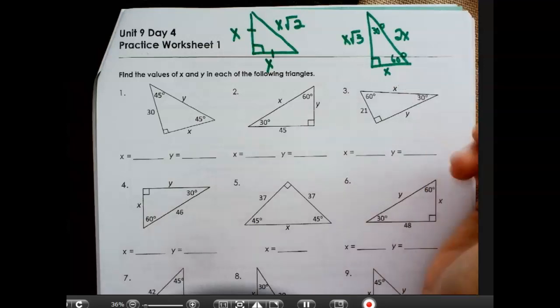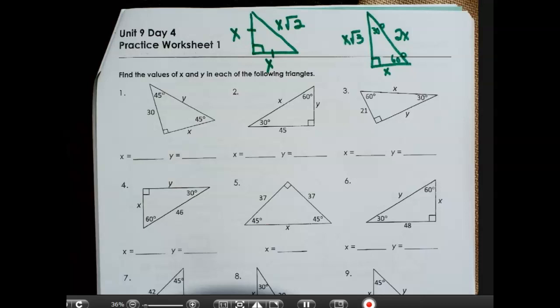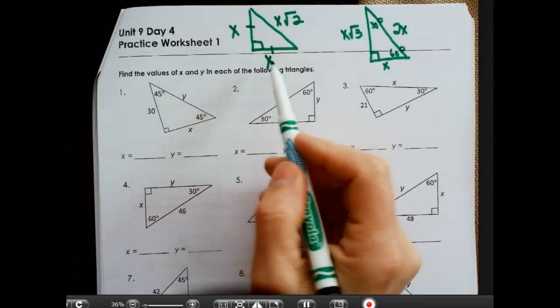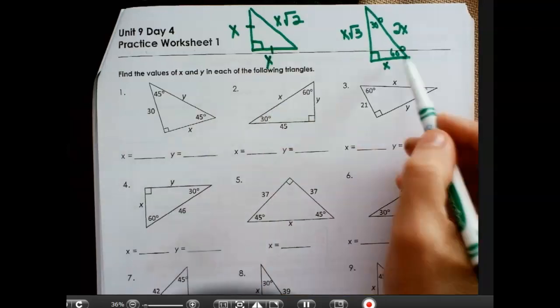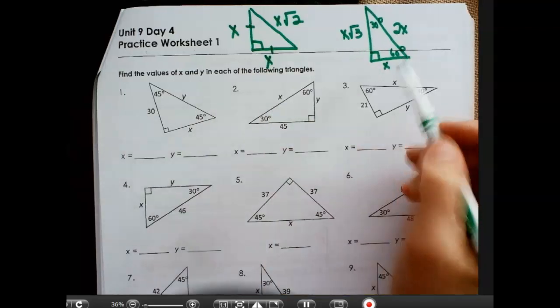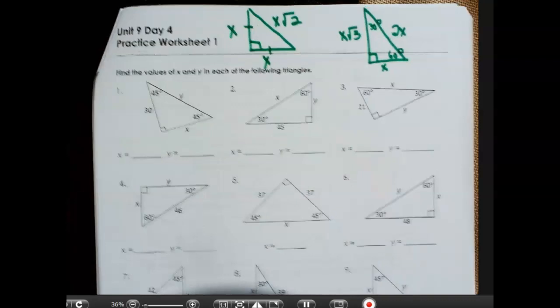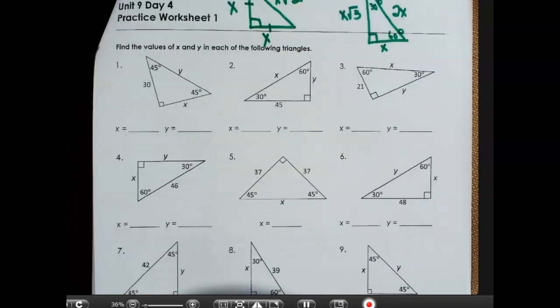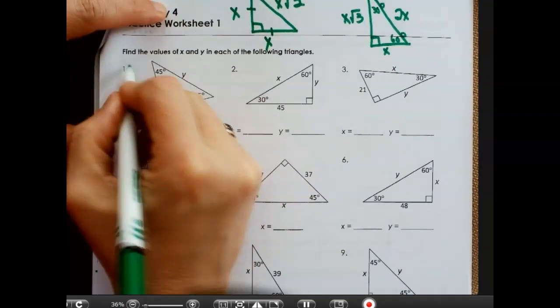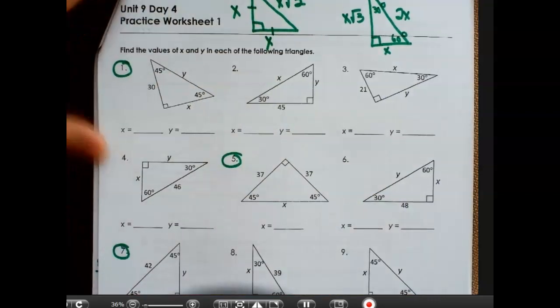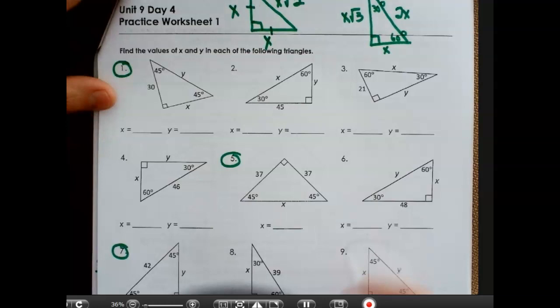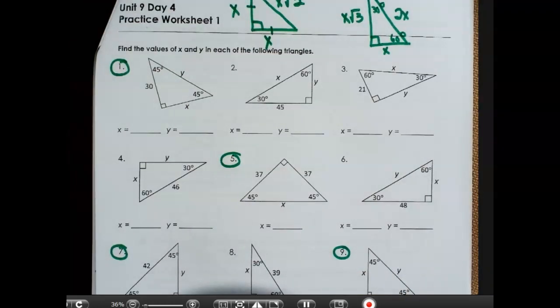Now, for some of you who might still be having some issues, what I would recommend is maybe going through and doing all of the 45, 45, 90 first, just so you're in that mindset, and then flip and do the 30, 60, 90. So I'm going to look at several of those of the 45, 45, 90. So first thing I'm going to do is just go ahead and circle those that are the 45, 45, 90. So I see 1, 5, 7, number 9, and number 11. So let's start with those.